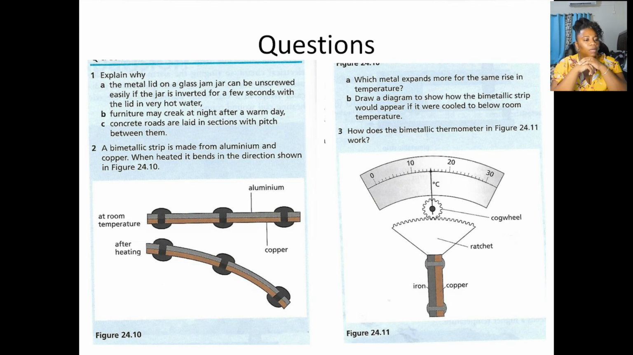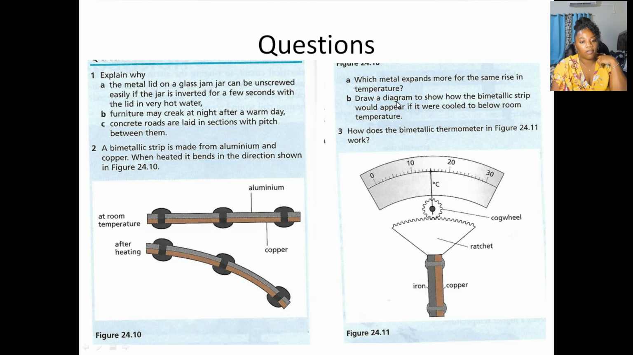A bimetallic strip is made from aluminum and copper. When heated, it bends in the direction shown, and the one that bends more is aluminum, the one on the outer part right here. Which metal expands more for the same rise in temperature? That's the aluminum.